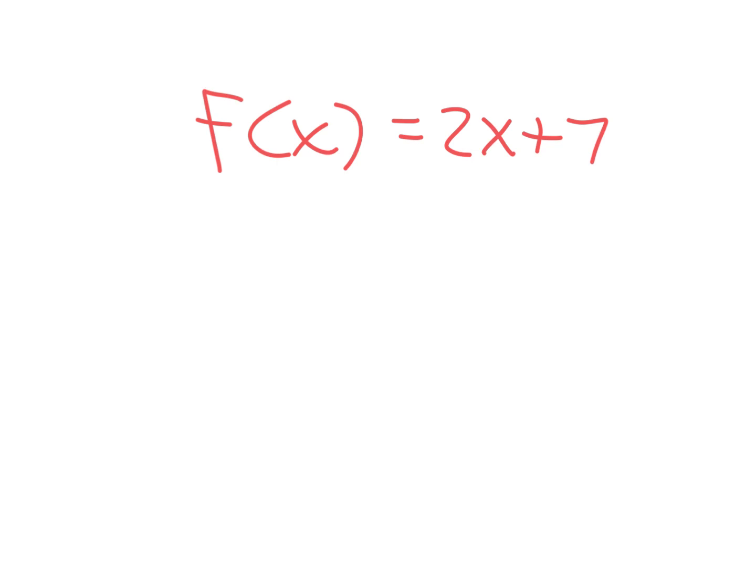I'll show you. Everybody please write this down. F of x equals 2x plus 7. And the g of x, the one that's going to get eaten, is just x plus 1. Got that copied down? So when f eats g, it looks like this.